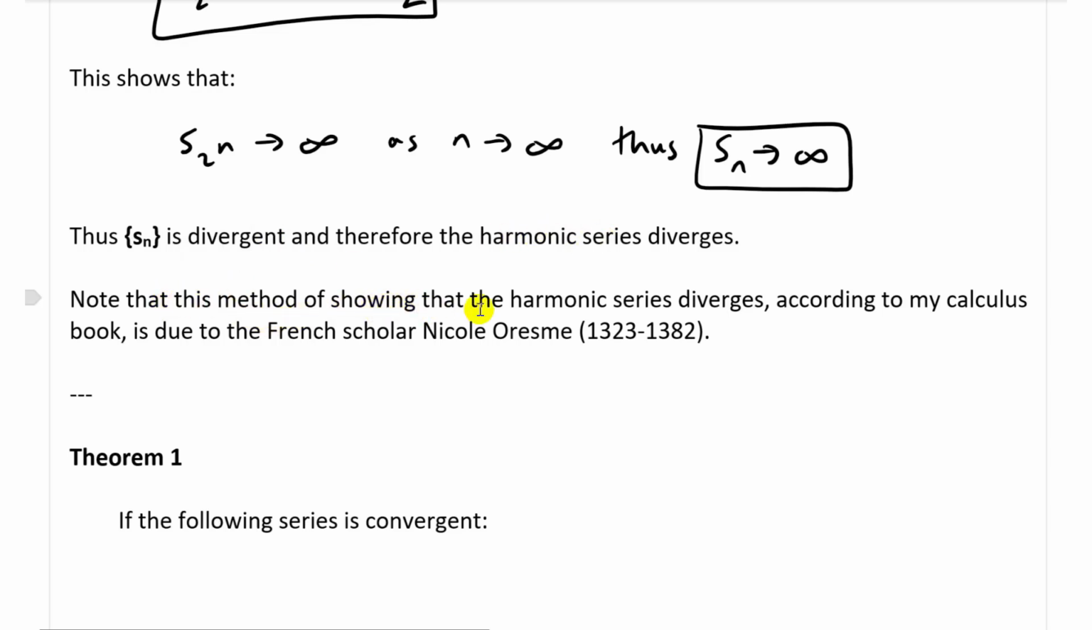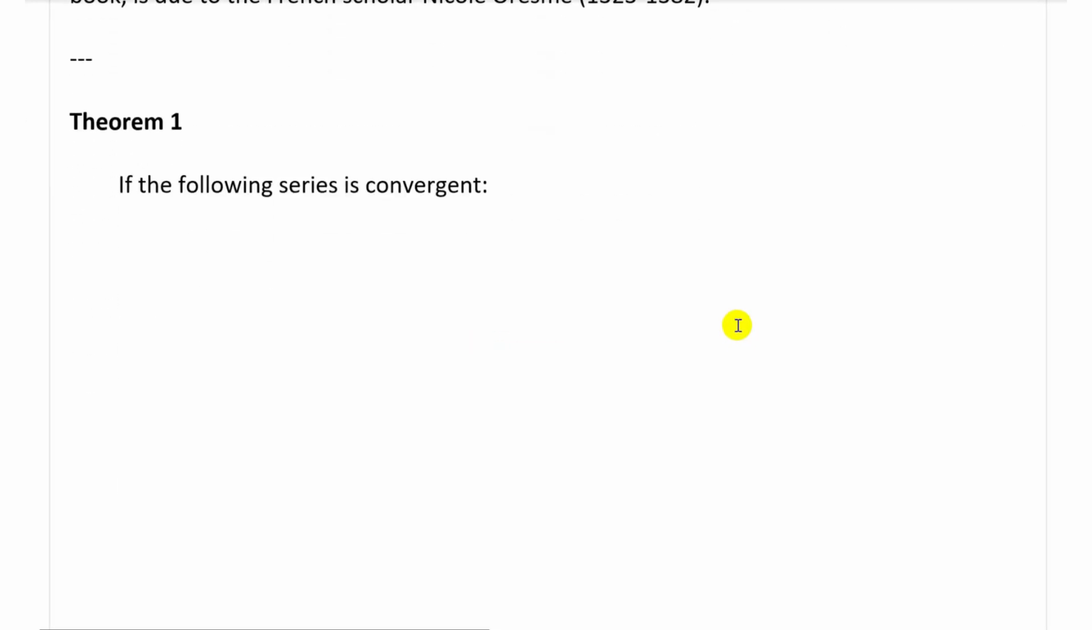Note that this method of showing that the harmonic series diverges, according to my calculus book, is due to the French scholar Nicole Oresme from 1323 to 1382. Interesting side note there.